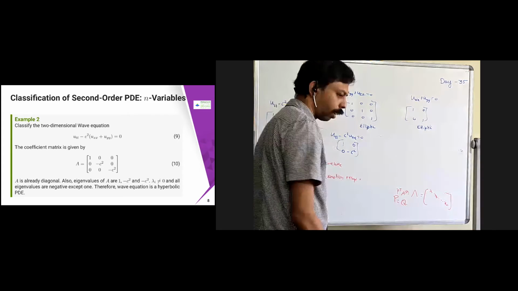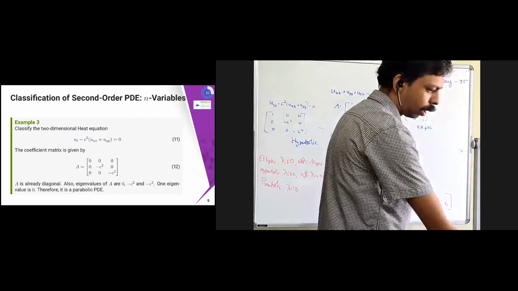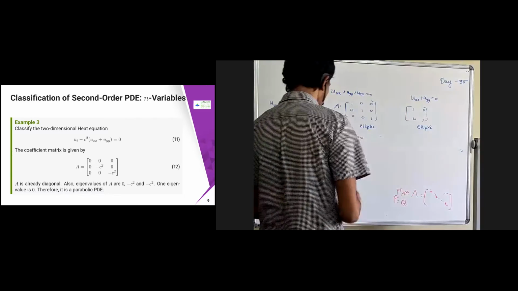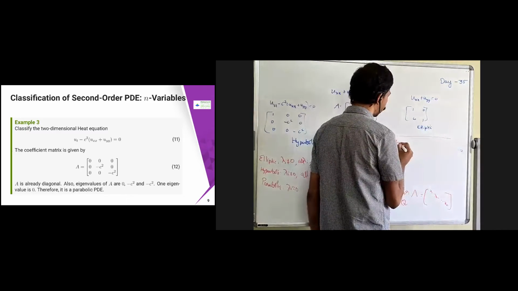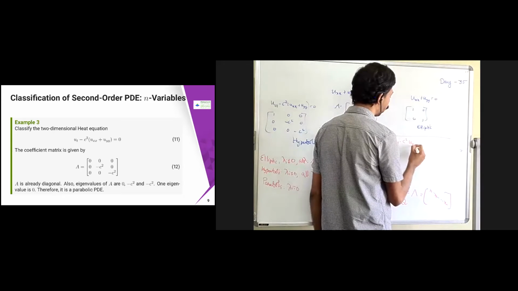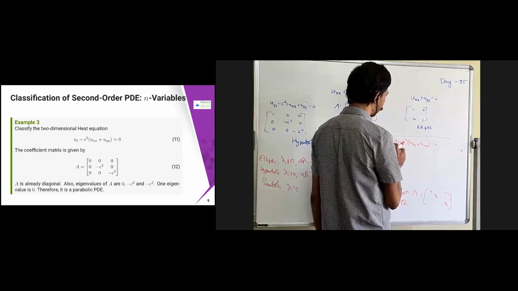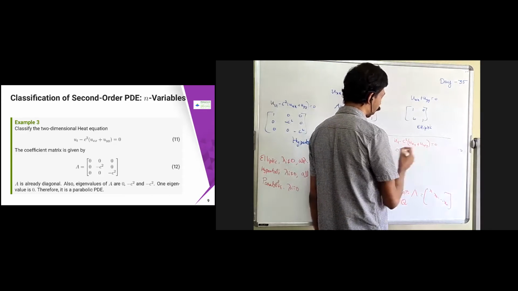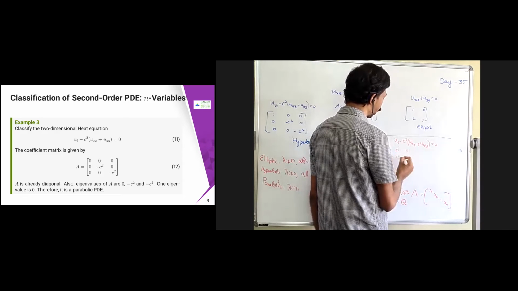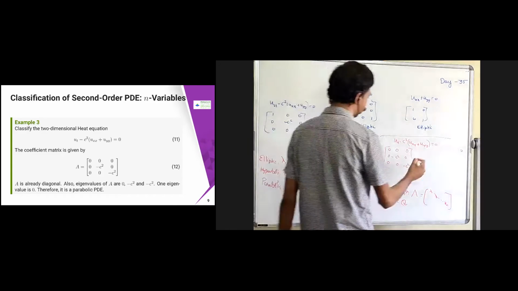Now another case, the heat equation. So for the heat equation, what is the equation? It is ut minus c square, again two dimensional, uxx plus uyy equal to 0. With respect to the t variable, there is no double derivative, therefore it is going to become 0. With respect to the other ones I have 0 minus c square, 0 0, 0 minus c square. So you can see that one of the eigenvalues is 0, therefore it is going to become parabolic. So this is parabolic.